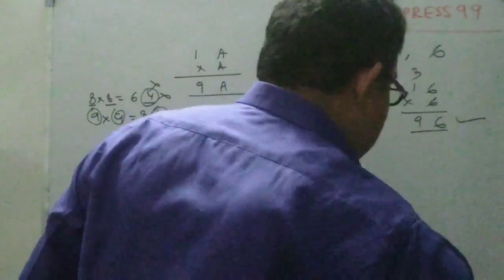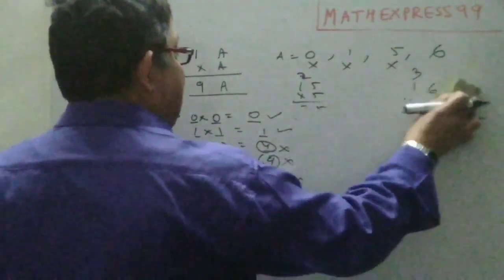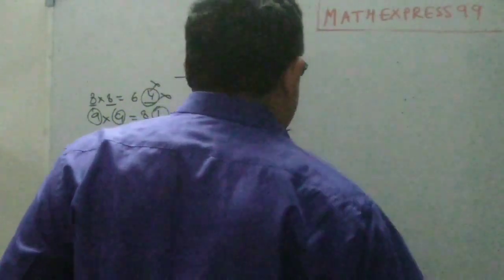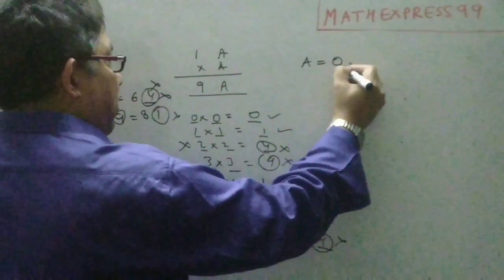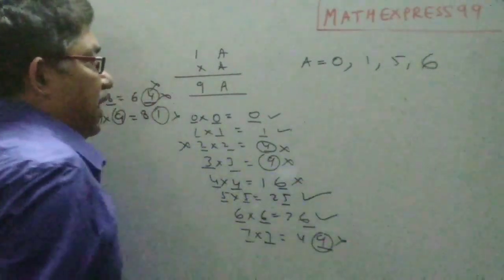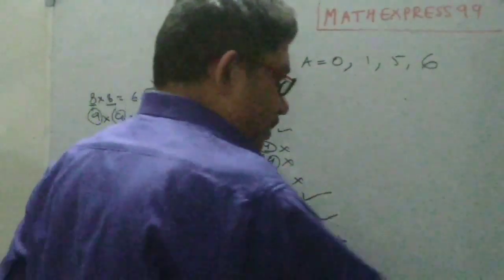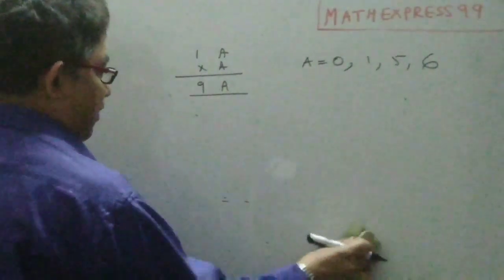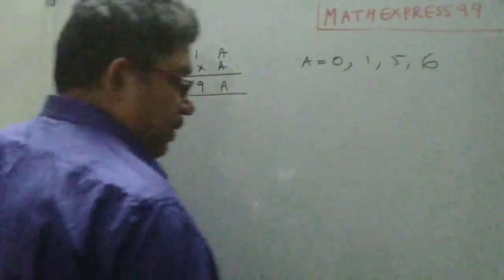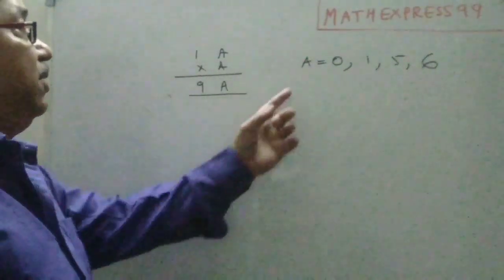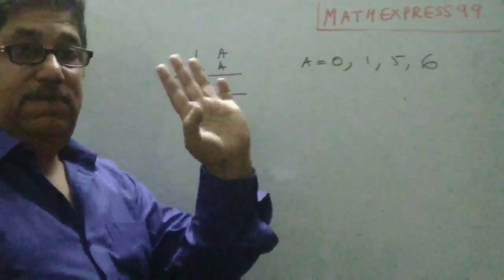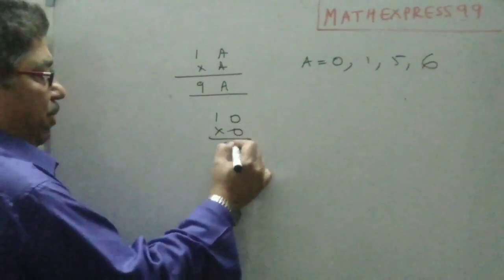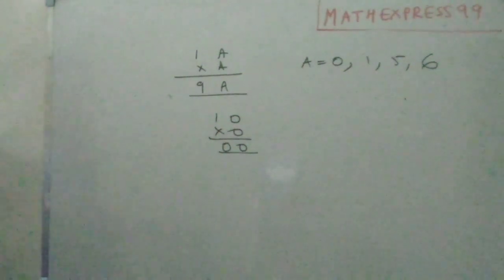That there are 4 possibilities, and those 4 possibilities are like this. A can be 0 or 1 or 5 or 6. There are 4 possibilities which are there. Let me rub this off because I need more space to write. So A can be 0 or 1 or 5 or 6. 4 possibilities are there. Suppose A is 0. So 10 into 0 will become what? 0, 0. So A can't be 0 because you have 90 something.